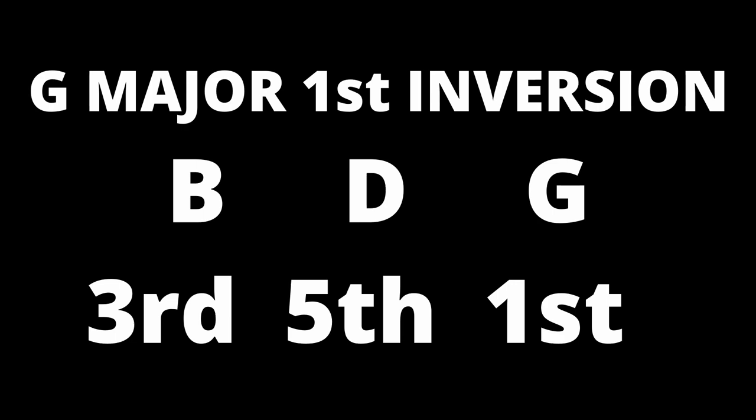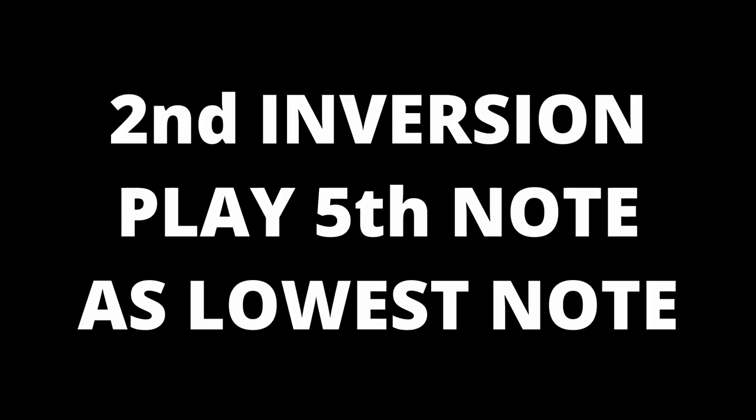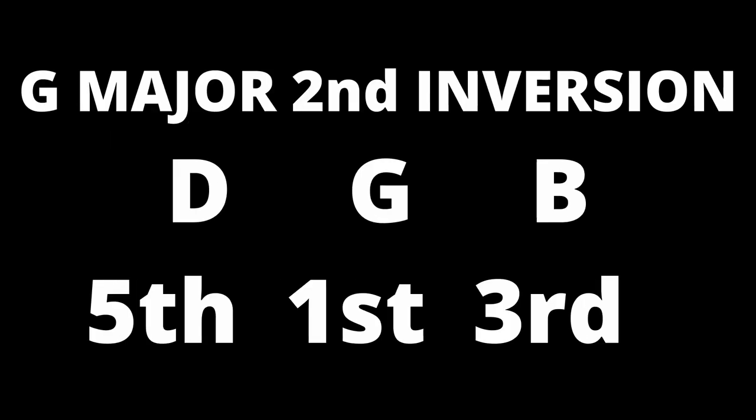The order of the other 2 notes above this do not matter. It's the lowest note that counts. Playing the 5th note of the major chord as the lowest note creates a 2nd inversion chord. Therefore, playing the D note as the lowest note in the G major chord creates a G major 2nd inversion. Again, the order of the other 2 notes above this do not matter.